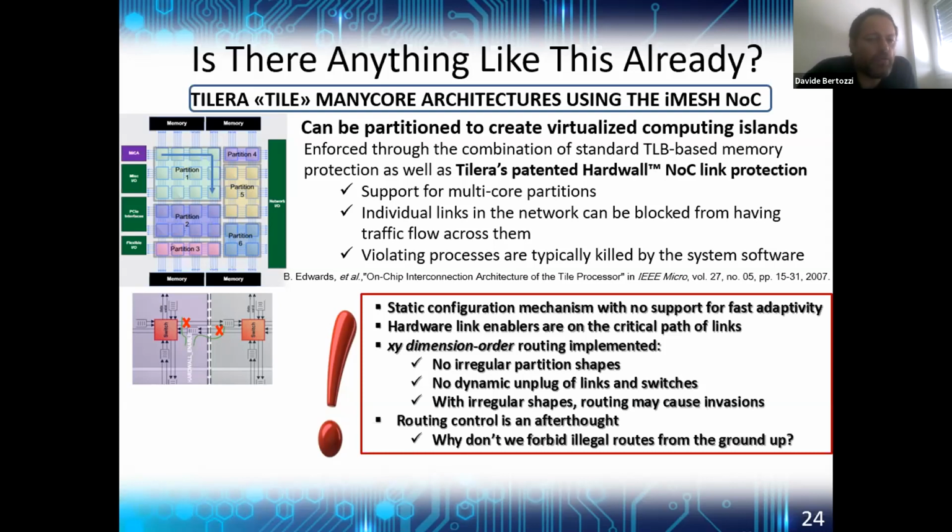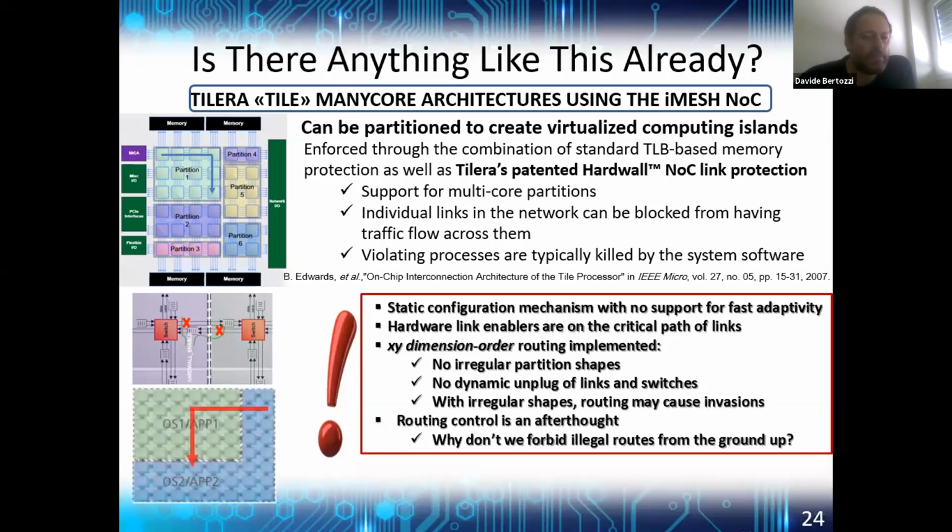Moreover, here they're using XY dimension order routing. So they are routing packets first along the X direction and then along the Y direction. So, X and Y routing. It's a mainstream routing policy for regular networks on chip, which means that they can only support squares and rectangles. They cannot support irregular partition shapes.